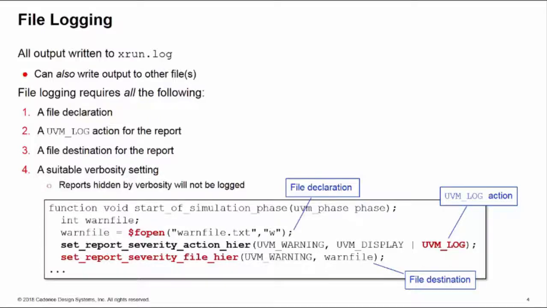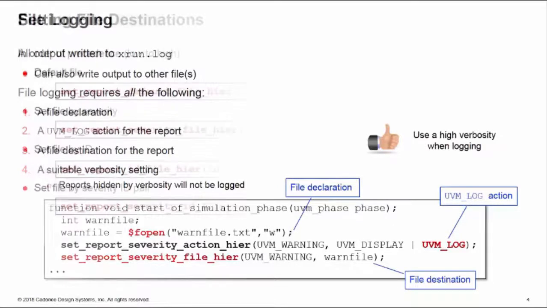So a good tip here, when you are doing file logging, choose a high verbosity for the parts of your hierarchy that you want to write to files. And remember, you need all four of these things. If any of them are missing, then your reports will not be written to your external files. Let's show you how to define the file destination.